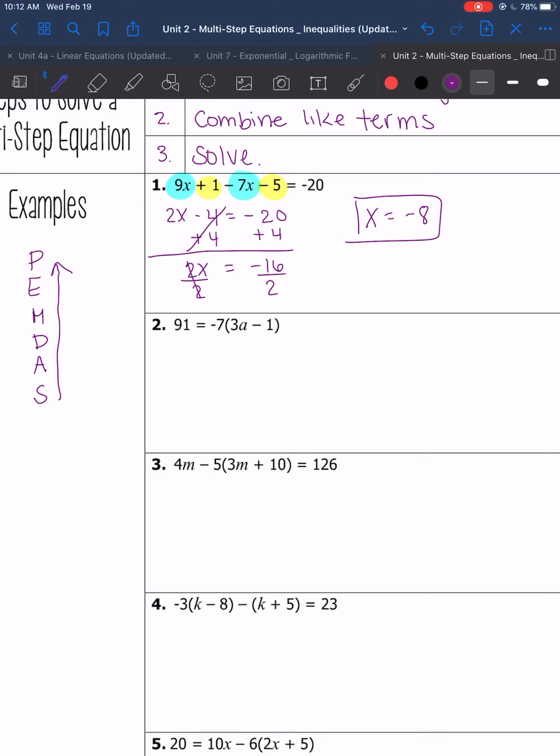So now to do number 2, we need to distribute first here because we have that negative 7, and we have parentheses. So when I distribute, I'm going to take negative 7 and multiply it by 3a. So I get negative 21a. And then negative 7 times negative 1 is positive 7. So now I'm still going to do PEMDAS backwards, so I'm going to subtract the 7 from both sides. So I have negative 21a equals 91 minus 7 is 84. And then I'm going to divide by negative 21. So a equals negative 4.